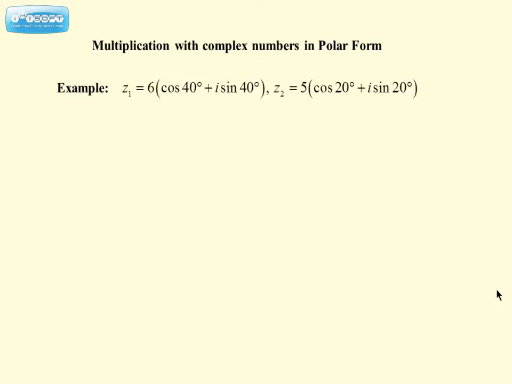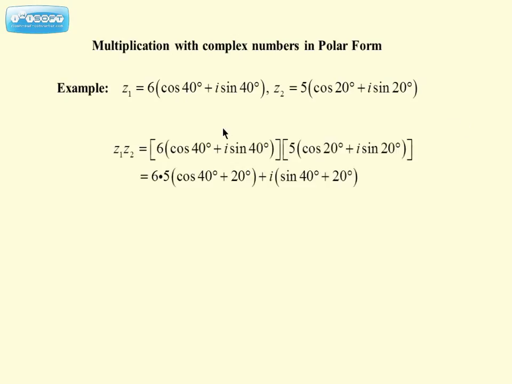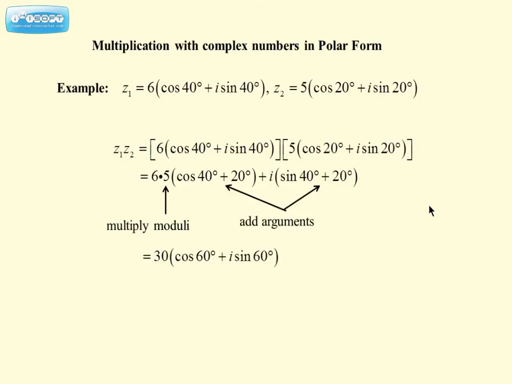Let's look at an example. So z1 will be 6 with an argument of 40. z2 has modulus 5 and argument of 20. We multiply. Well, do we need to do all this? Really, no. We can just multiply the moduli and add the angles, and we have 30 times cos 60 plus i sin 60 degrees. If you wish, try number 38 on page 696.